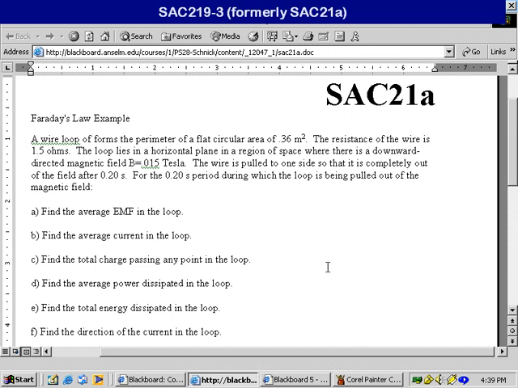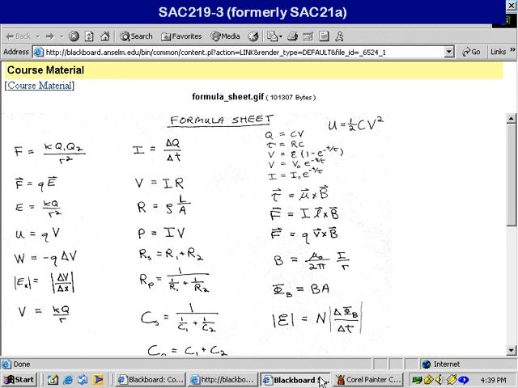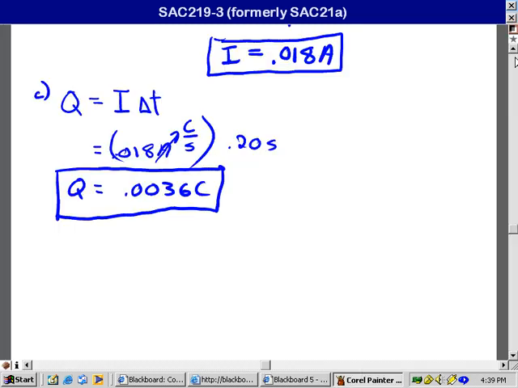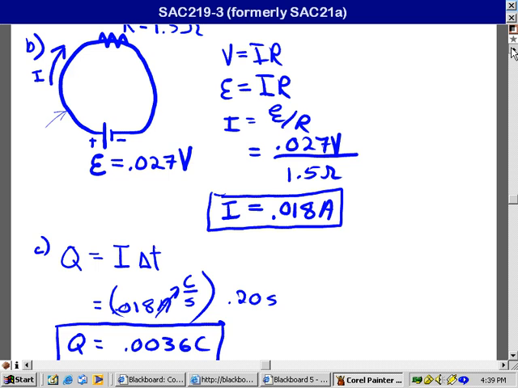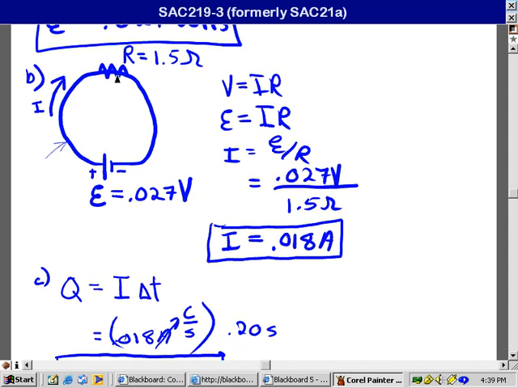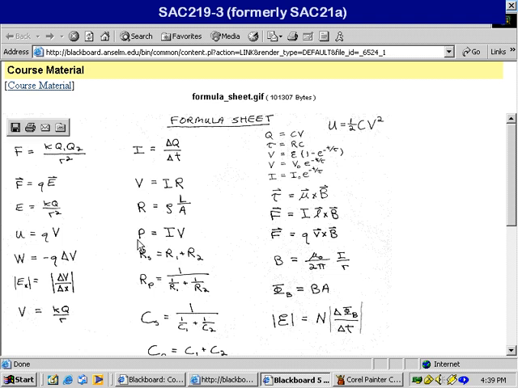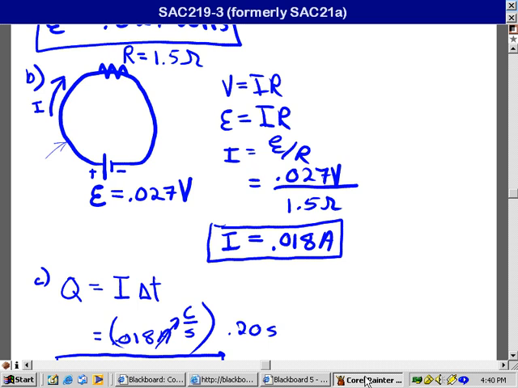Find the average power dissipated in the loop. Okay, in our model, that's the rate at which energy is dissipated in our resistor in the lumped circuit, although in reality that's distributed throughout the loop. And that's the rate at which electrical energy is being converted to thermal energy in the loop. And you do have an expression for that on your formula sheet, that P is equal to IV. That's the rate at which electrical energy is converted to thermal energy in a resistor, the product of the current through the resistor and the voltage across the resistor.